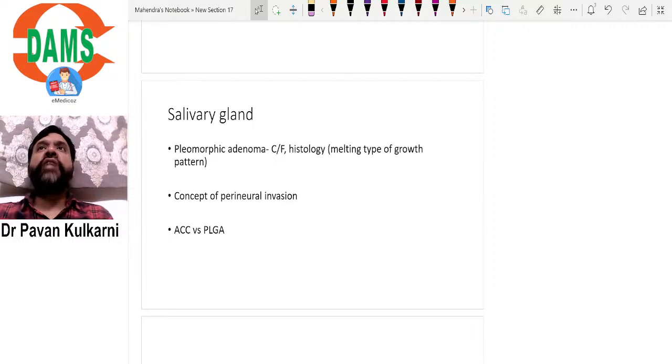Pleomorphic adenoma histologically will show presence of something called a mixed type of growth pattern. What is this mixed type of growth pattern? Presence of epithelial and myoepithelial cells. Myoepithelial cells are very important in case of pleomorphic adenoma.